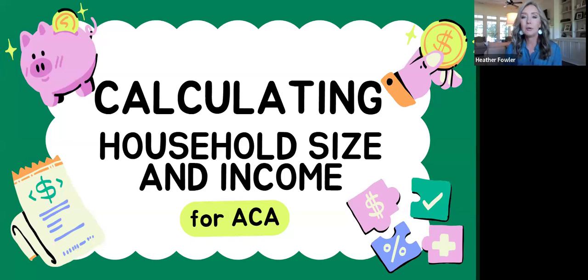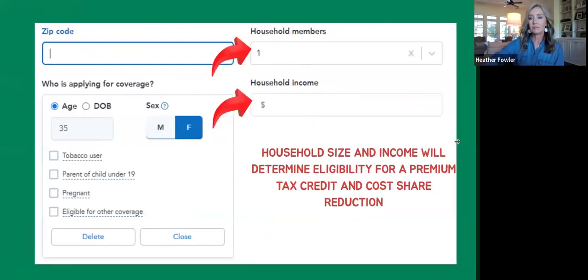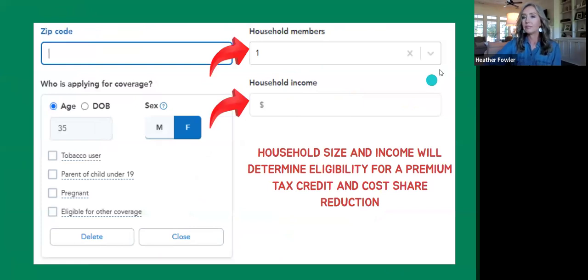For the ACA portion, I want us to talk about calculating the household size and income for ACA. So when you go into Health Sherpa to do a quote, you're going to see something that looks like this, and you'll be asked to put in the household members and the household income. Those two things will determine the eligibility for premium tax credit and for cost share reductions. So we want to talk in depth about those two items today.